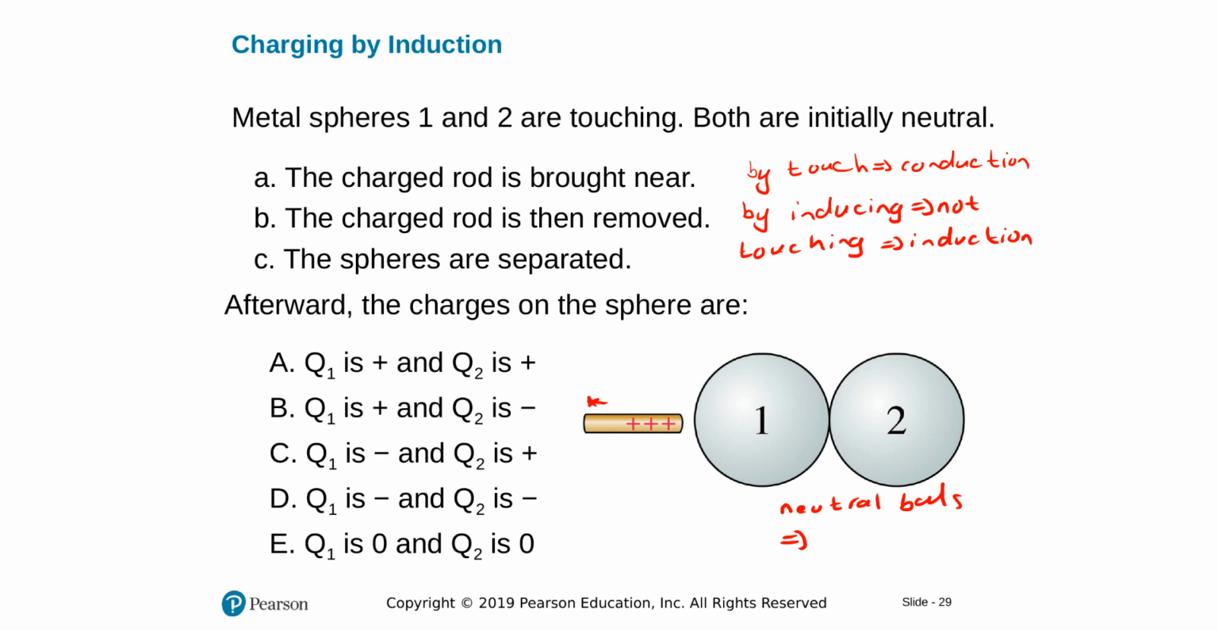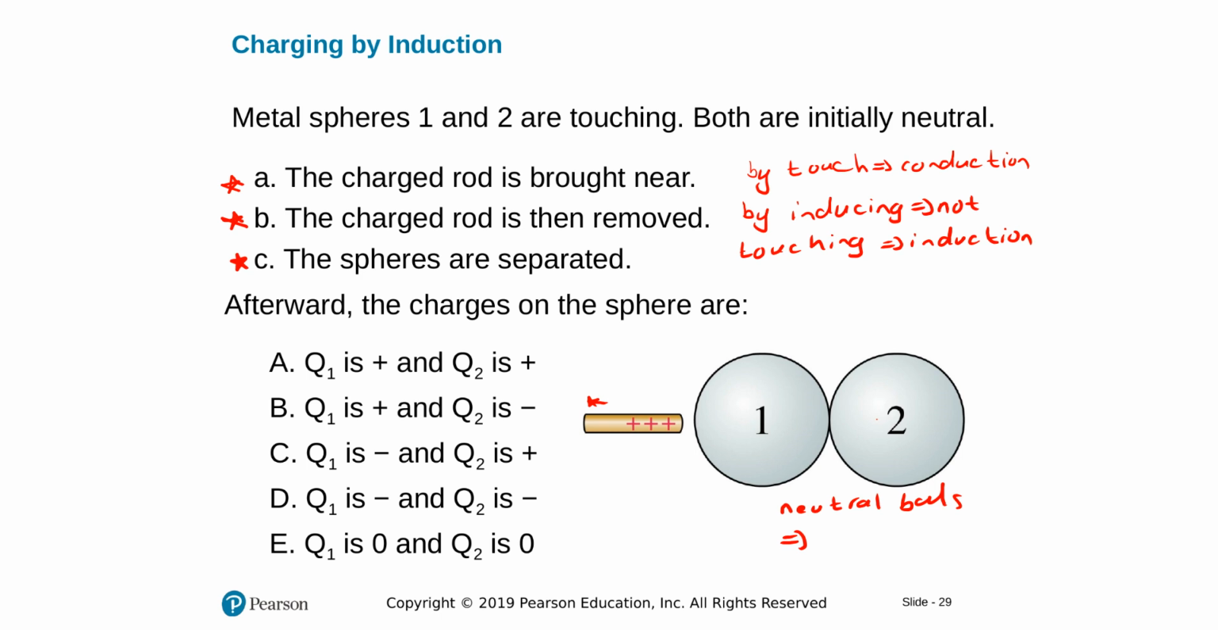What it says: I have two metal spheres, 1 and 2, initially neutral, and I do the steps. The charged rod is brought near, not touching. The charged rod is then removed. The spheres are separated. Go thoroughly with this slowly, thinking about what happens to charges. You can easily solve these problems.